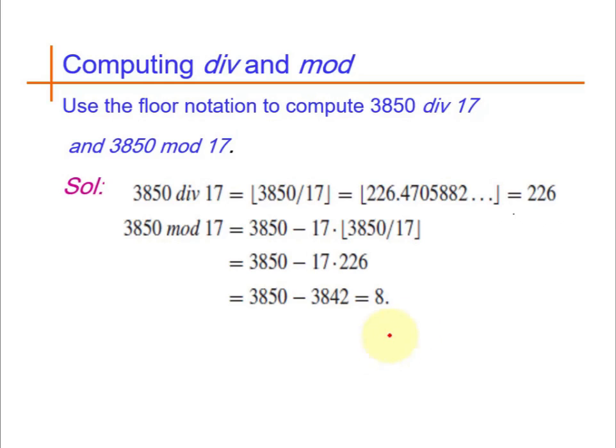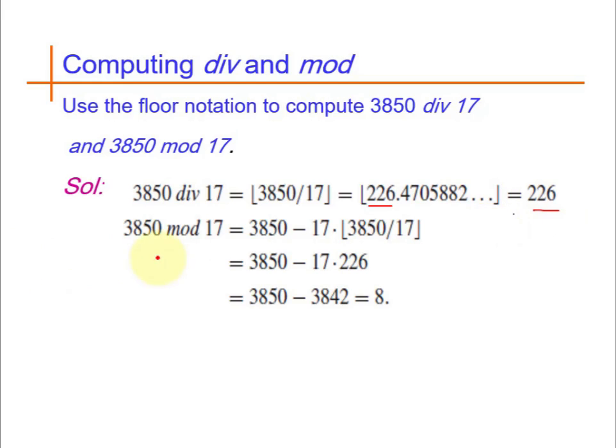Now, using the floor notation, we will compute div and mod, the definitions we have studied. So 3850 div 17 is calculated by taking the floor of 3850 over 17, and the resulting value will be in decimal, and we must take the integral part through the definition. So now we have 226 as an answer.